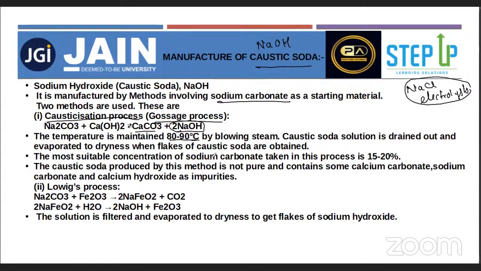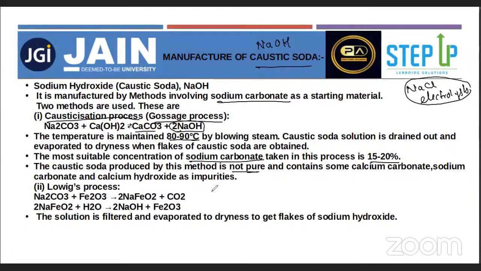The most suitable concentration of sodium carbonate taken in the process is 15 to 20%. I am trying to react Na2CO3 with Ca(OH)2, and I intend that in that solution I should have 15 to 20% Na2CO3. Caustic soda produced by this method is not that pure. It contains calcium carbonate, sodium carbonate, and calcium hydroxide as impurities.